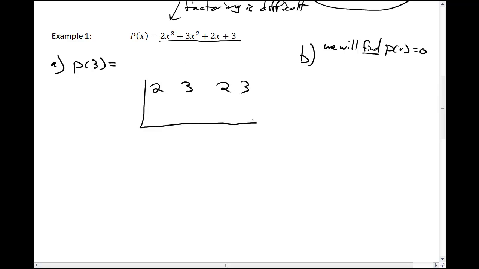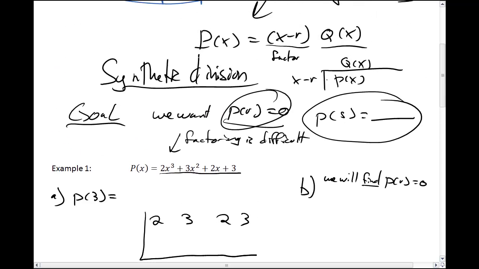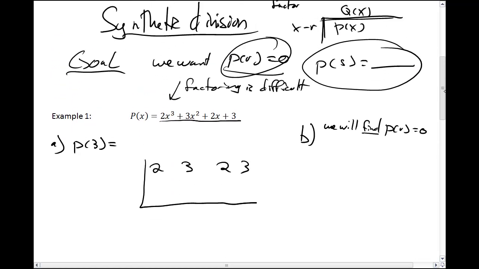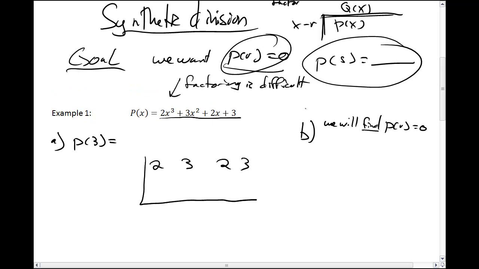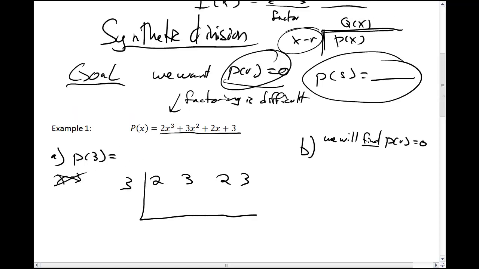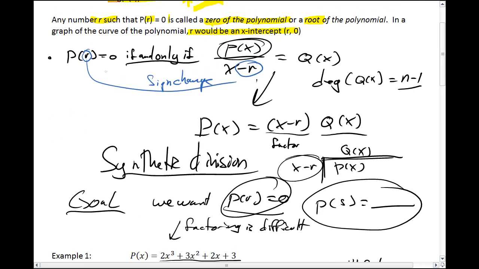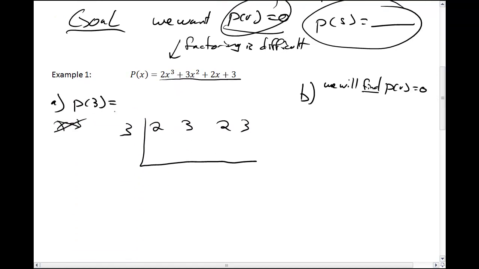In synthetic division, we do have our little division shape, just like we're used to with long division, but we turn it upside down. And since we've turned that division upside down, we're not going to have x minus r. We're not going to have an x minus 3. Instead, we're going to just have a positive 3. Again, this comes from that if and only if statement where I asked you earlier to watch out for the sign change. So we want to find out what P of 3 is equal to, so I put a 3 here.